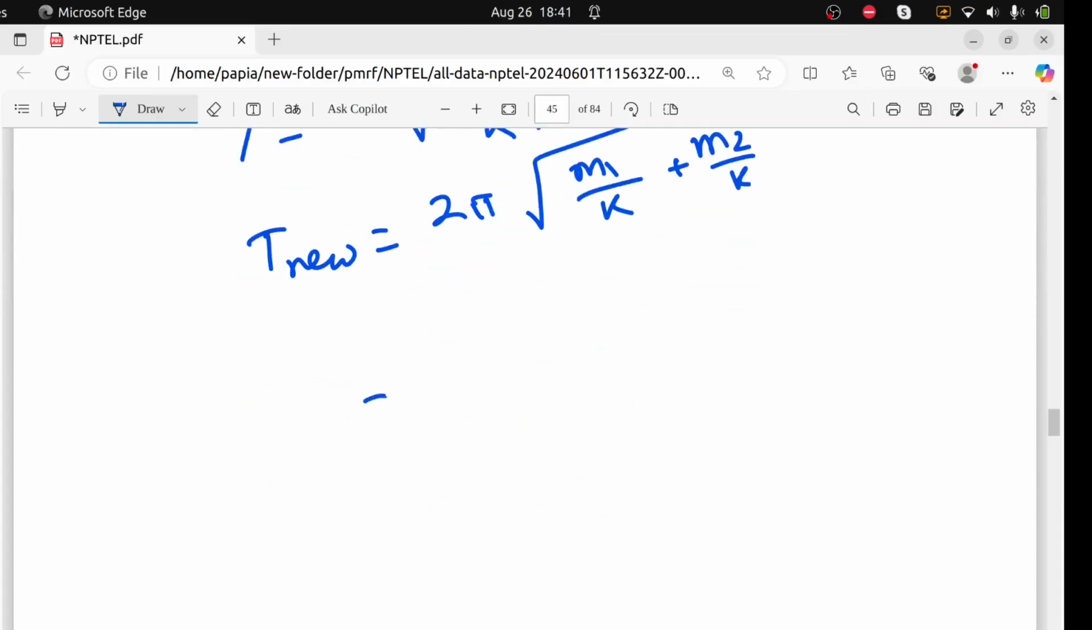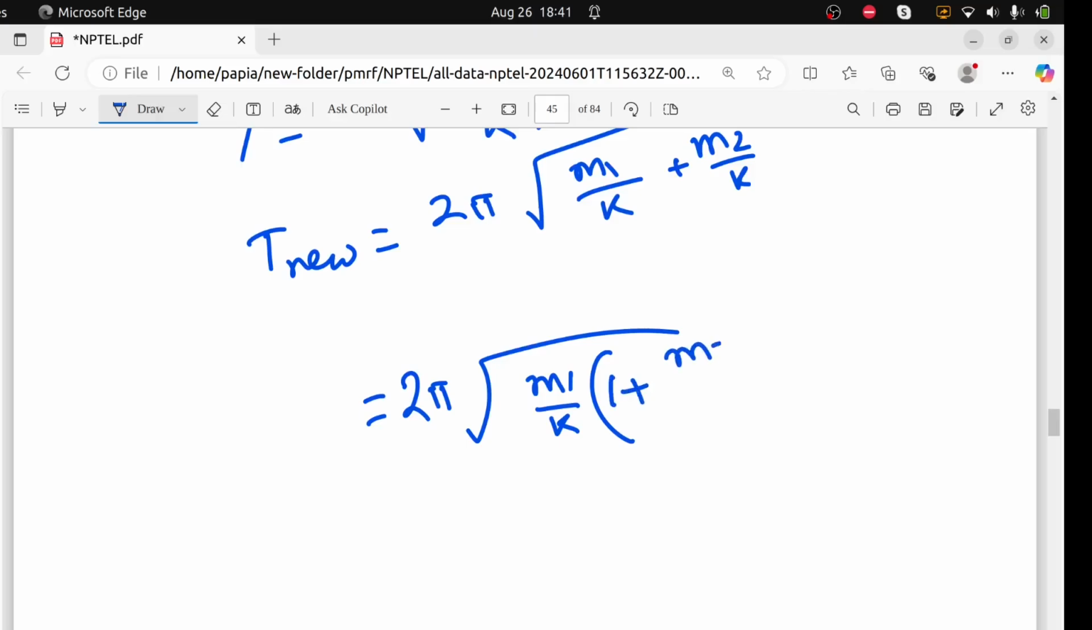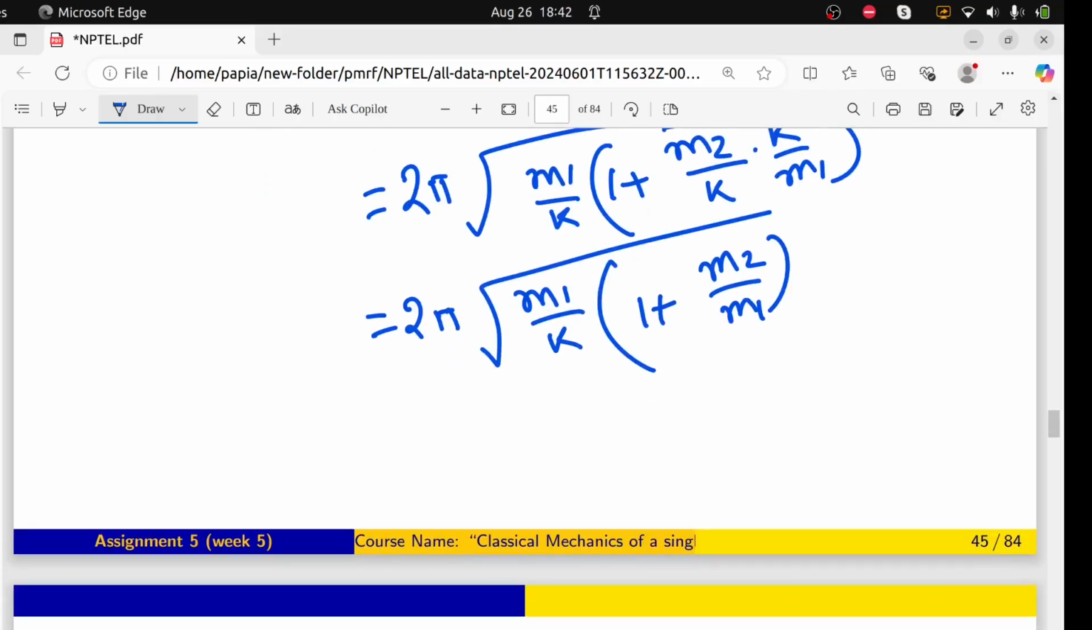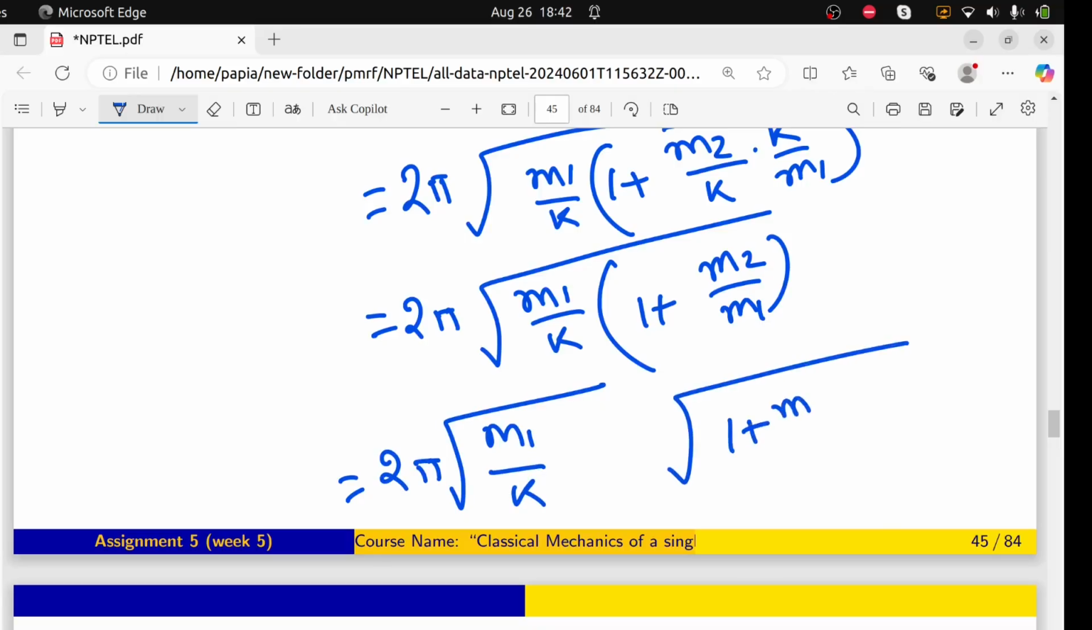So, can I write it like that? m1 by k times (1 plus m2 by m1), so that k by m1 cancels out. So I can write 2 pi root over m1 by k, times root over 1 plus m2 by m1.